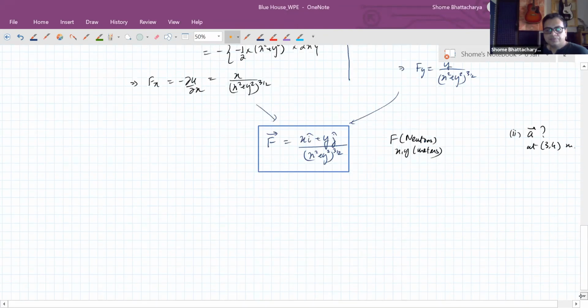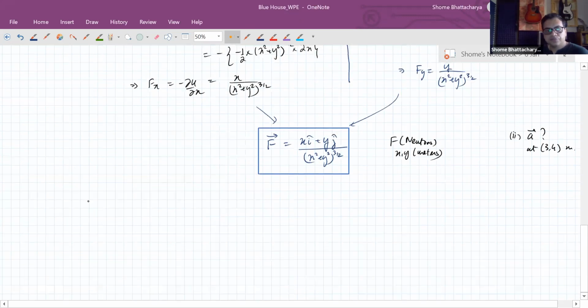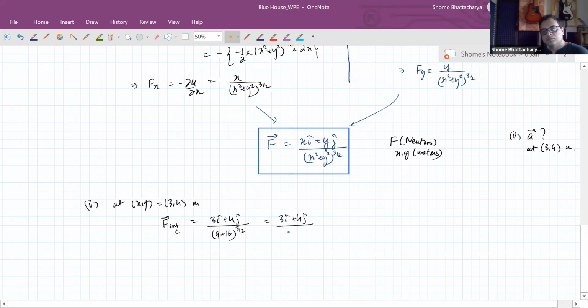So let's first see the force in vector form at this point, and then we can calculate the acceleration. The second part, at the position 3, 4 meters, the internal conservative force will become like this, in newtons. Okay. So now we know that external force is 0. Non-conservative force is 0. So the net force on the body, that only is the internal conservative force. And that will become mass into acceleration. And mass is given to us as 1 kg. So the acceleration vector itself becomes this.